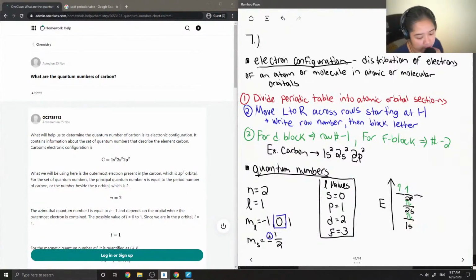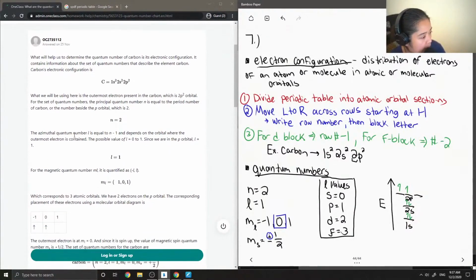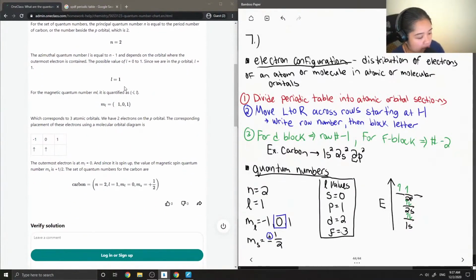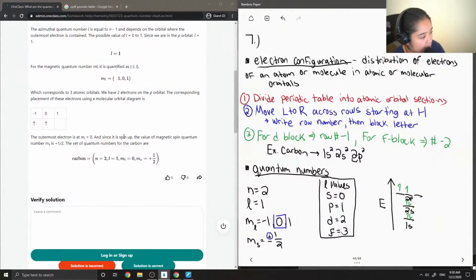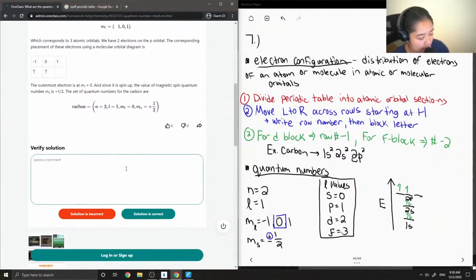Let's see what the junior tutor said. First they found the electron configuration of carbon, the principal quantum number is equal to 2, L is equal to 1, ML is the magnetic quantum number, which is equal to 0, and then since it spins up, it has a value of plus half. So I can verify that this solution is correct. Thank you.